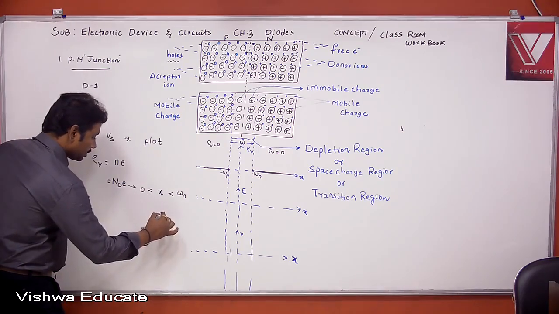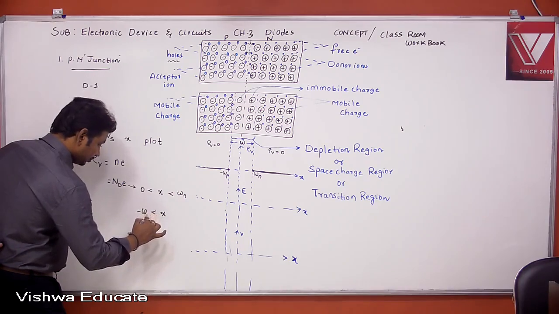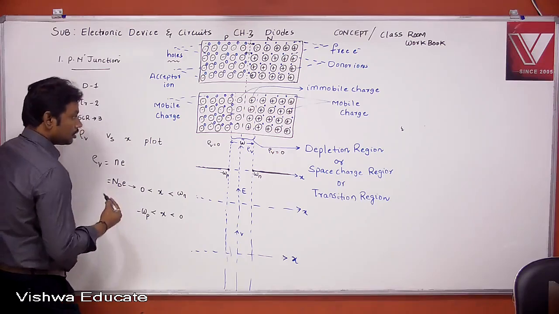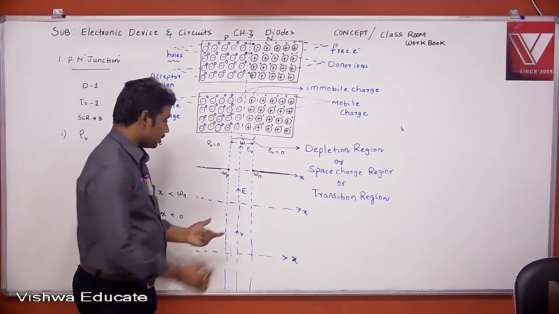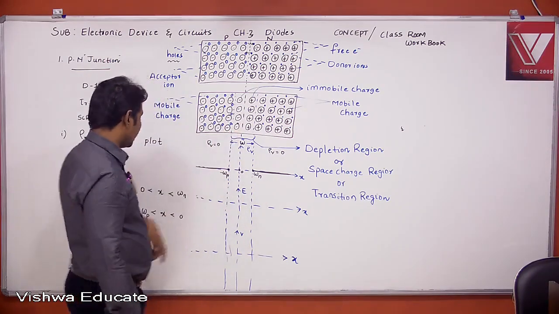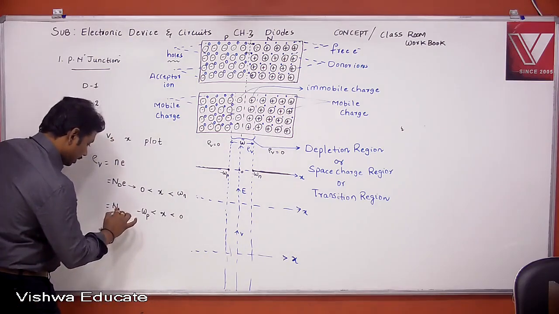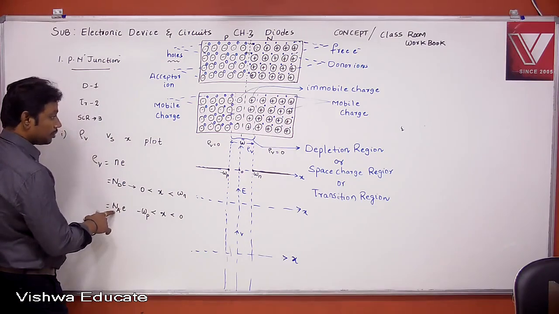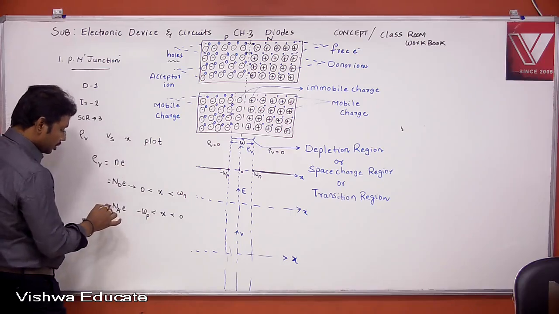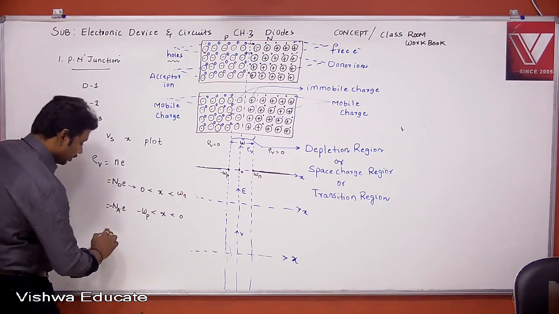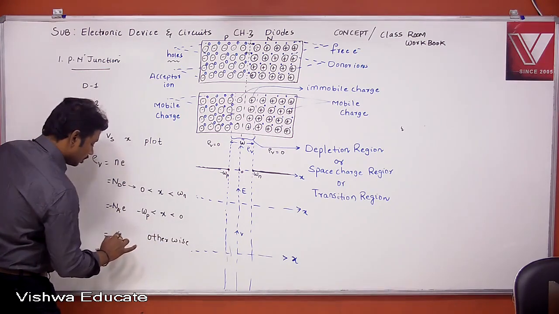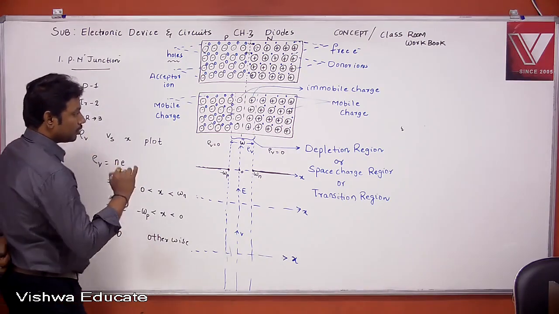Similarly, if X lies between minus Wp and 0, what will be the charge density actually? This is the 0. What will be the charge? Acceptor ions. That means this is Na into e. Acceptor is denoted with Na into e, but acceptor has which charge? Negative charge, so indicate with a minus sign. Otherwise, outside the depletion region, what will be the charge density value? 0 because of charge neutrality.